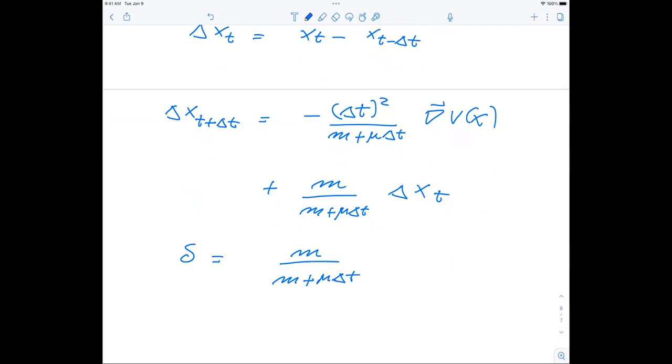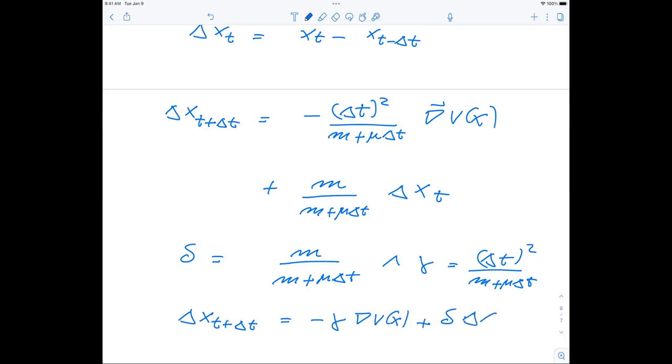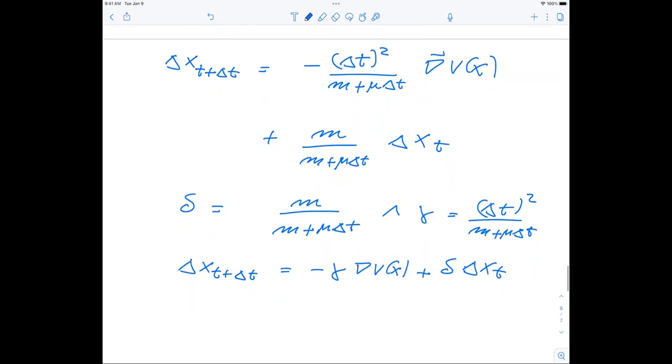And then I define a new parameter gamma, and gamma equals delta t squared divided by m plus mu of delta t. And then I can rewrite the whole equation as x of t plus delta t is equal to minus gamma times the gradient of V of x, plus this delta times delta x of t. Now, the way I like to view this, if you think of this x of t, in our case, this x of t is going to be the parameter beta which we have. And let's just call this x of i. And then x of t plus delta t would be your beta at iteration i plus 1.